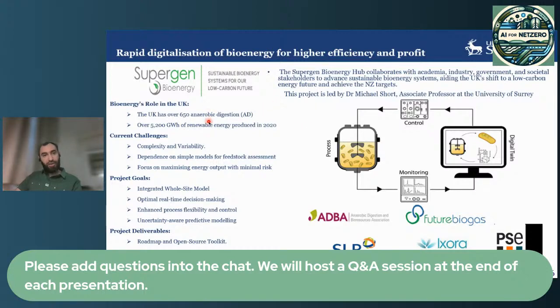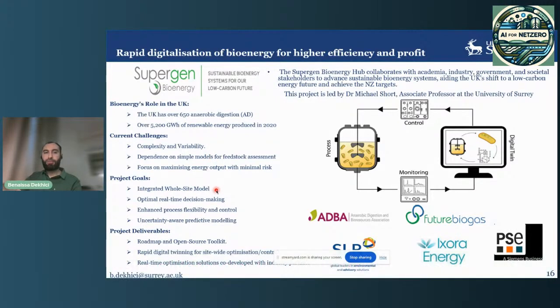The UK has invested a lot, as I already said, in AD. So our goals are pretty simple. We need to integrate a whole site model or digital twin. Imagine that we have a process. The process has some sensors taking recordings, and the output of the sensors goes to the digital twin. The digital twin tries to apply different control schemes, control techniques, or decision-making techniques, and chooses the best one to control the actual process.